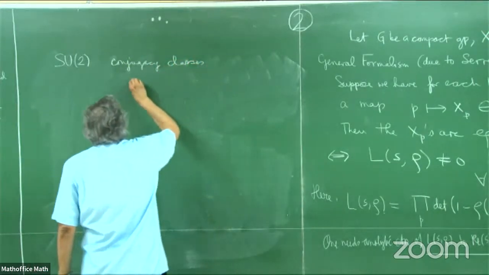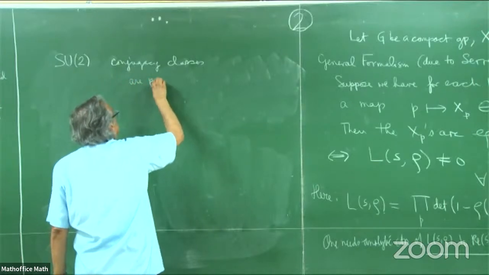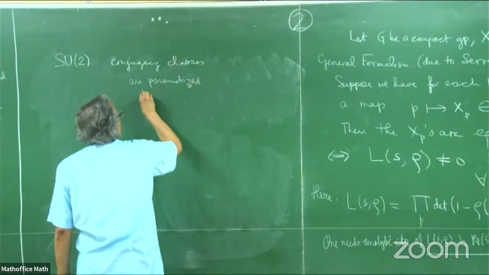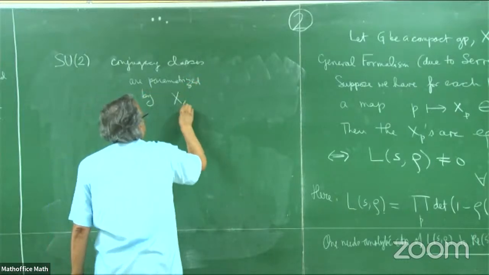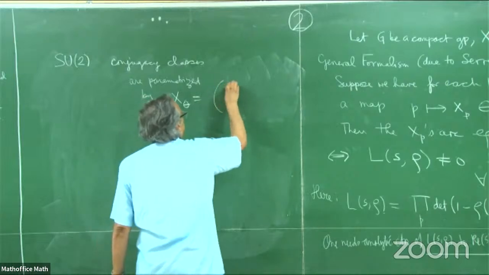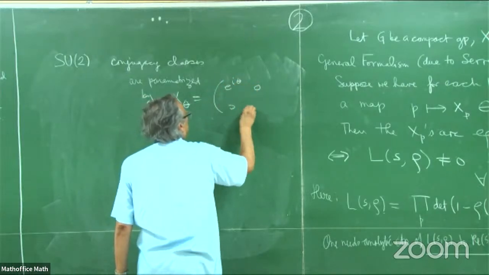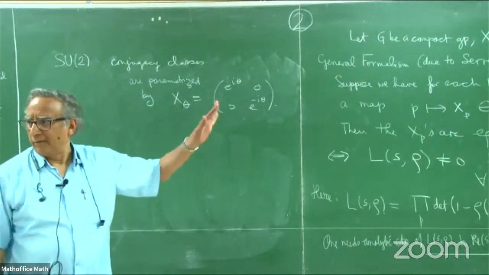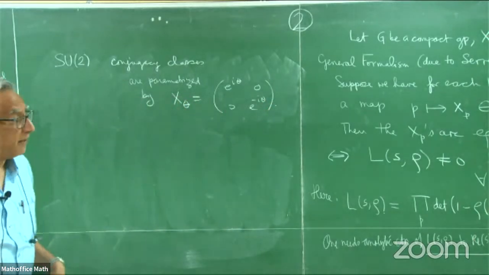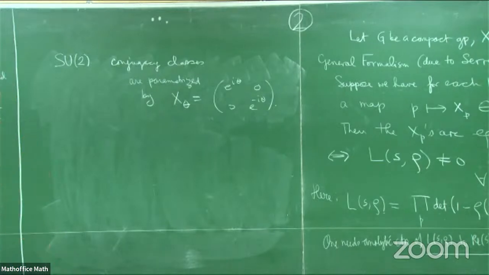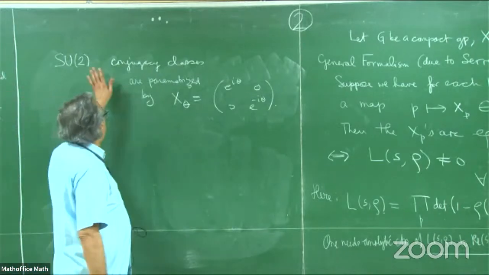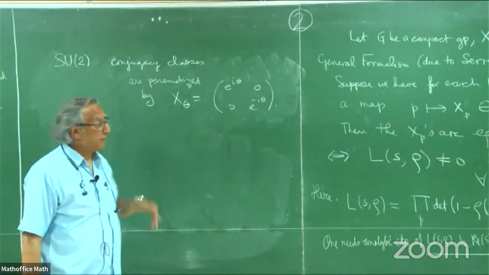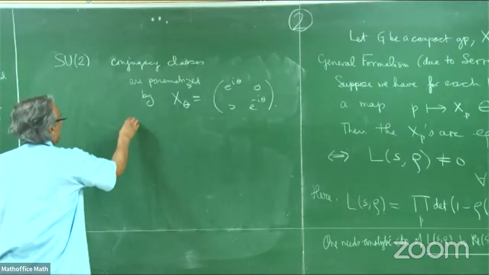are parametrized by x theta, the matrix with e to the i theta and e to the minus i theta on the diagonal. In other words, Jordan canonical form or whatever, the eigenvalues are of this type, so you can parametrize all the conjugacy classes by the interval 0 to 2 pi.